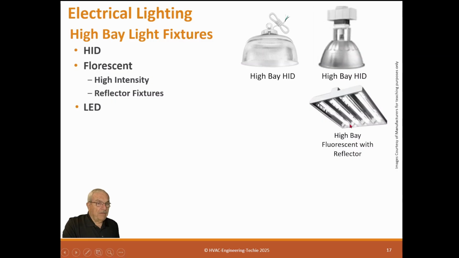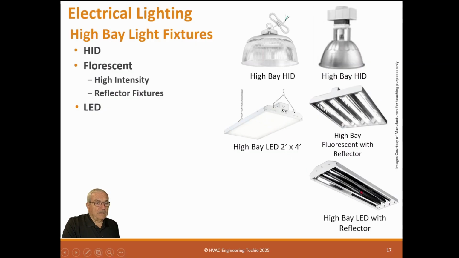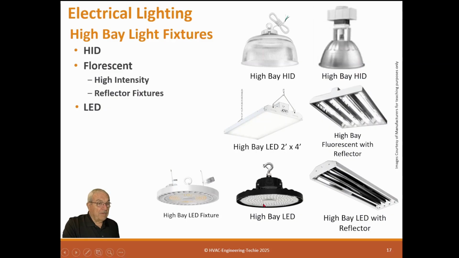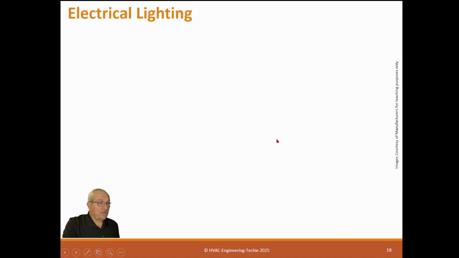Then we have a high bay fluorescent with reflectors to try to get more light down lower. This is an LED that's pretty intense that will put the light down. This is a high bay LED with reflectors, which also helps. And then these are high bays with direct LEDs. They don't look like much, but they're a very bright light source, and they can put out a lot of light. So all these are high bay fixtures.